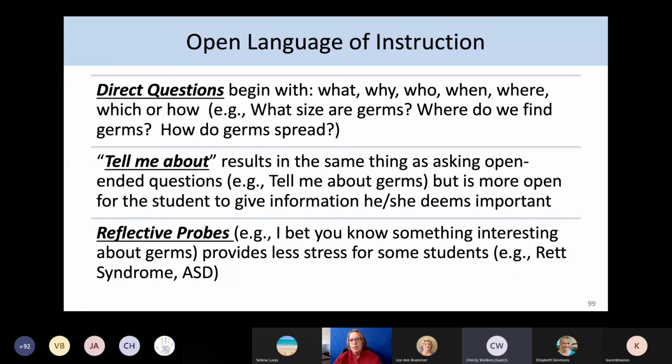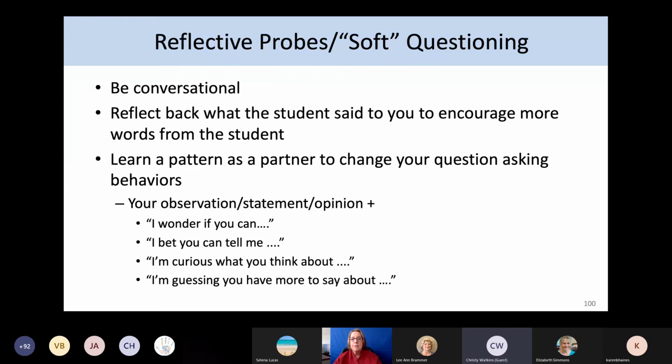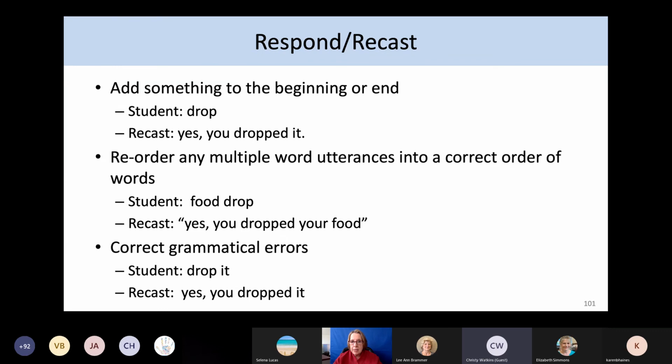We all have to. And so you can look at this. I'm not going to go through this in general, in particular, what our direct questions are. Tell me about probes, reflective probes. So we go through these kinds of open language of instructions, thinking about soft probes, thinking about responding, what you do by adding something to the beginning or the end, or reordering what they said, or correcting grammatical errors. I don't get too hung up that they have to follow any procedure on recasting. I just want them to do something after the kid gave the answer.